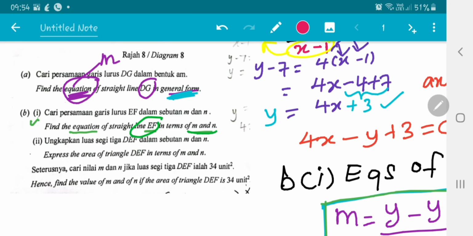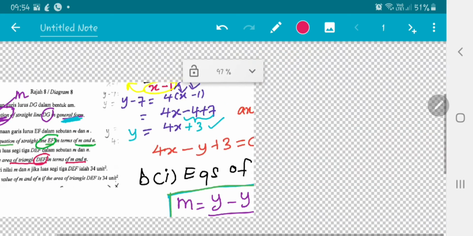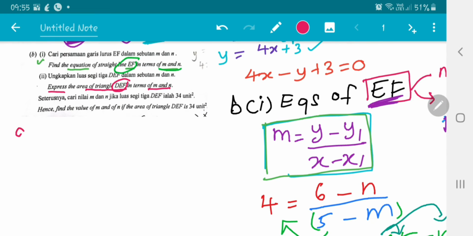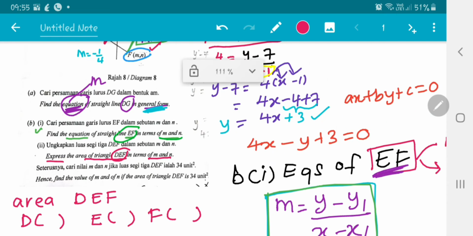Okay, for B2, express the area of DEF in terms of m and n. DEF, area DEF. Okay, pergi tengok point D. What is point D, point E and point F? Okay, tengok D. What is point D?